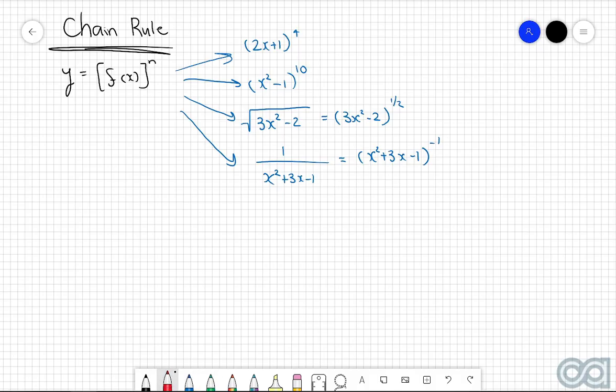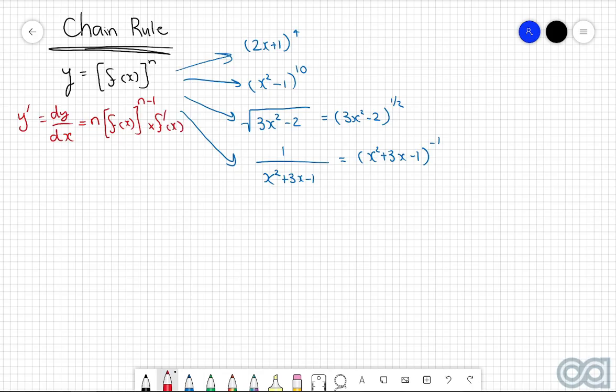And in a very, very mathematical sense, what the chain rule says is that if you have this function here, y equals f of x to the power of n, then the derivative function, whether you want to call it y dash or dy by dx, is going to equal n multiplied by f of x, all being raised to the power of n minus 1, multiplied by f dash of x.